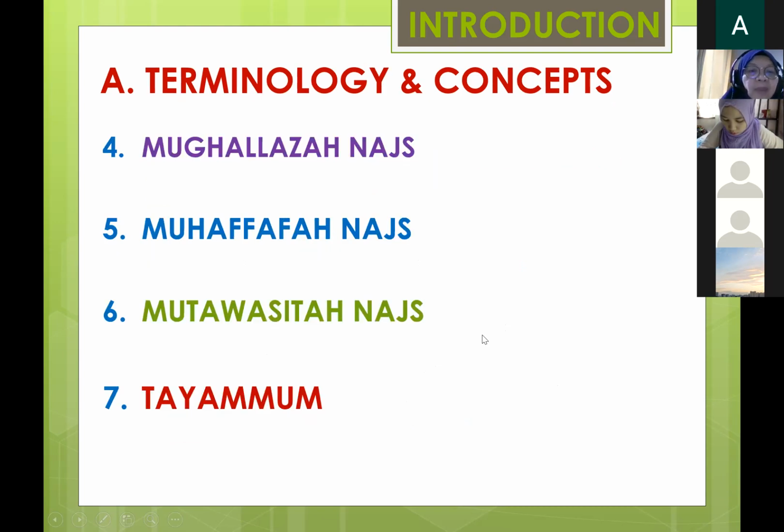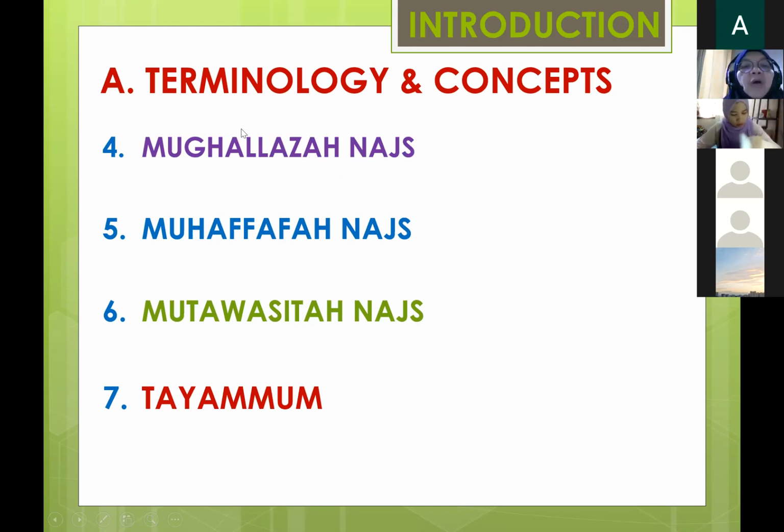There are other terms which are important because they relate to cleanliness. For example, najis. Here, there are three types of najis: Mughallazah, Mukhaffafah, and Mutawassitah. Najis means impurity or dirt, something that is dirty. In Malay, you call it najis. In Arabic, it's najs. And in Islam, najis is basically divided into three groups.